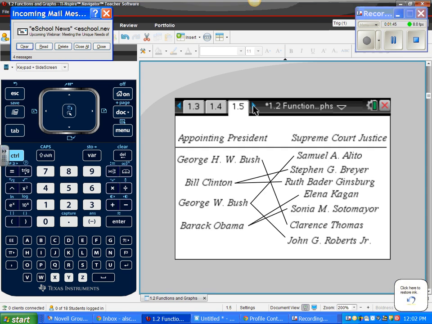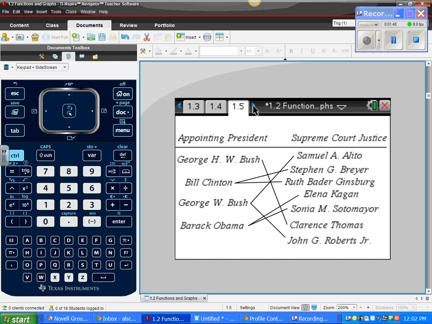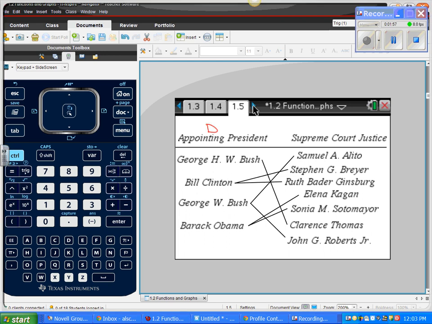Appointing president, Supreme Court justice. So each member of the domain can only go to one member of the range, your domain being the presidents, and your range being the Supreme Court justices. So if you're looking here, we've got George H.W. Bush going to one member of our range, Bill Clinton going to 2, George W. Bush goes to 2, as does Barack Obama, which means this is not a function because our members of our domain are traveling to more than one member of our range.